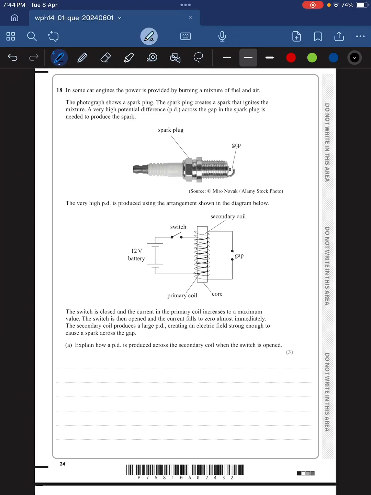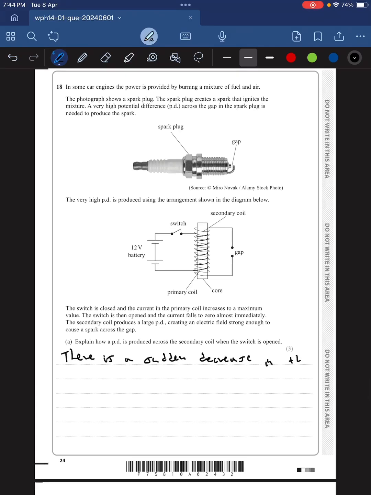So here we will write the following. There is a sudden decrease in the magnetic flux through the secondary coil.